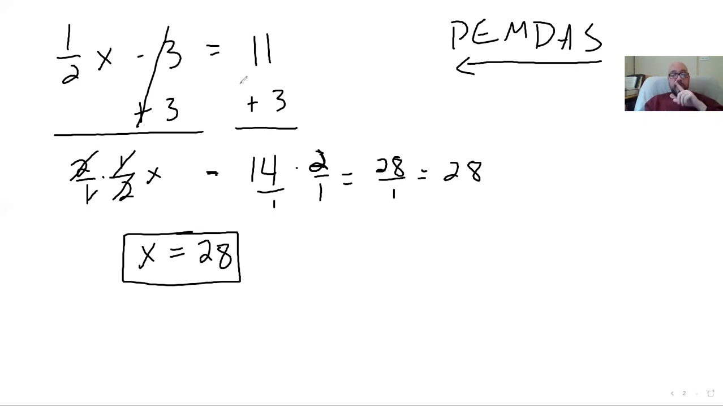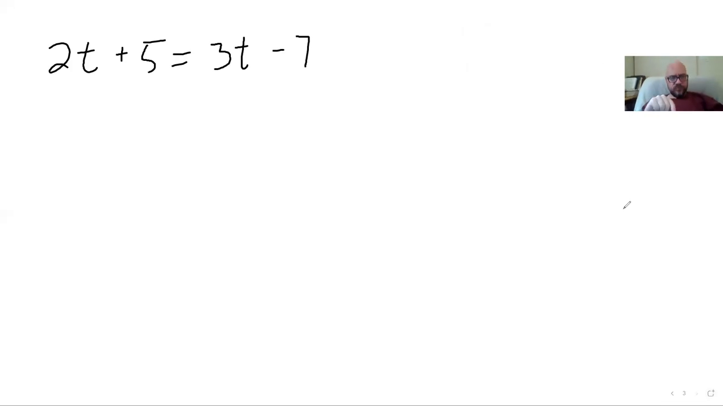Now, what happens if you have more than one x or more than one instance of the variable showing up, right? So let's say I have 2t plus 5 equals 3t minus 7. Well, then the thing that you want to do is make it so that you only have one variable, right? We can't solve for t if there are 2 t's. So we have to get it down to just one t. So that's what we're going to do first. We're going to rearrange the problem so that we have all the variables on one side and all the constants on the other side. So there's a couple ways to do that.